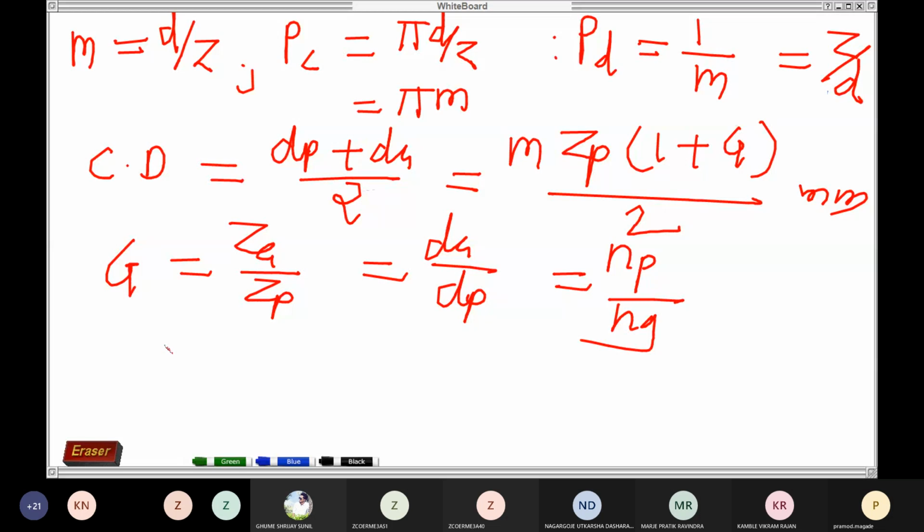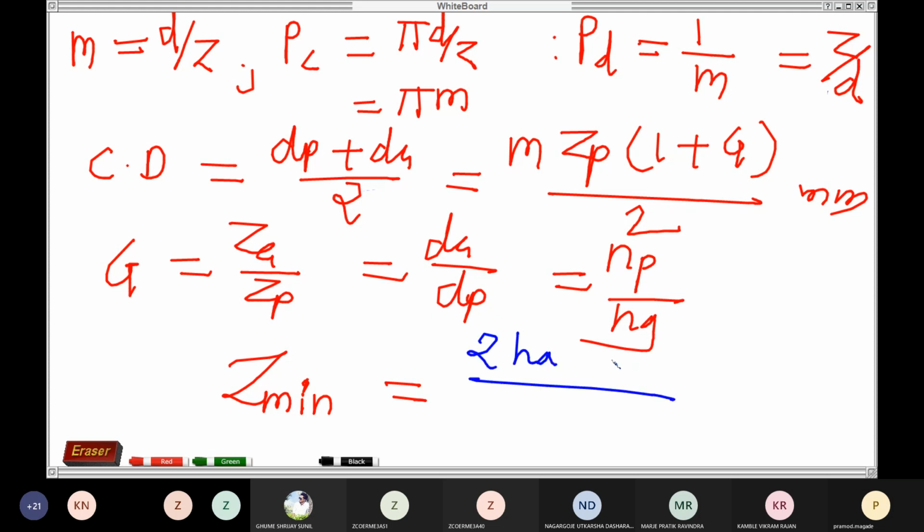Then minimum number of teeth to avoid interference. That derivation we have seen for the rack and pinion, and minimum number of teeth we have calculated, that is twice of HA, the addendum, divided by m into sin square phi. Phi means pressure angle, how much to take? 20 degree. So that we have seen for the case of terminology. This was the first part.